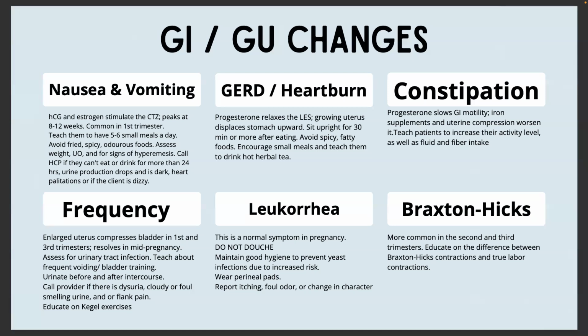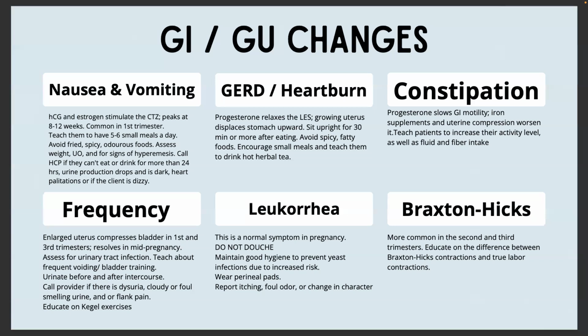Constipation. Progesterone is also going to slow down GI motility. Iron supplements do the same thing, and that uterine compression is also going to worsen it because it's kind of blocking. We're going to teach our patients to increase their activity level, increase their fluid and fiber intake, and if they absolutely need to, they can take some stool softeners.